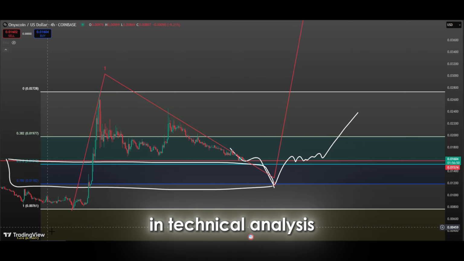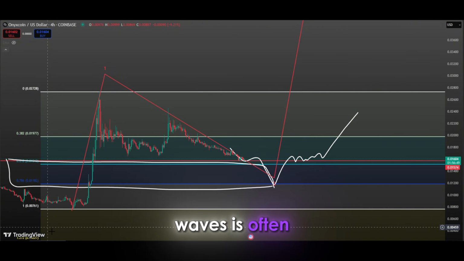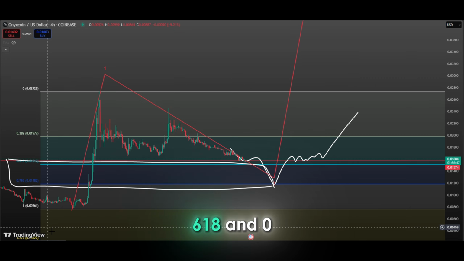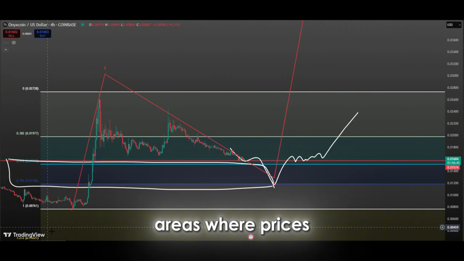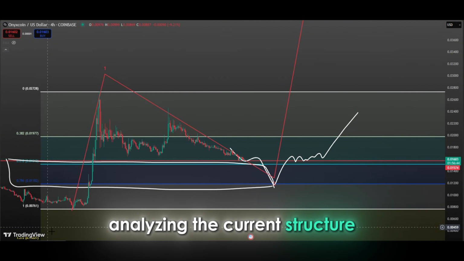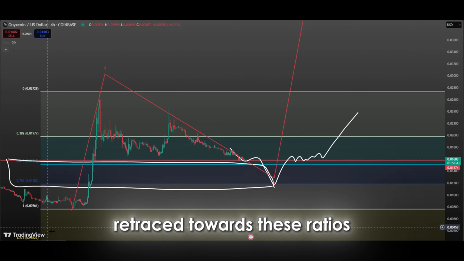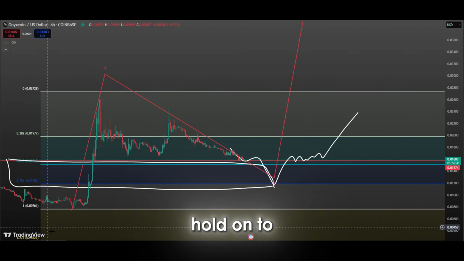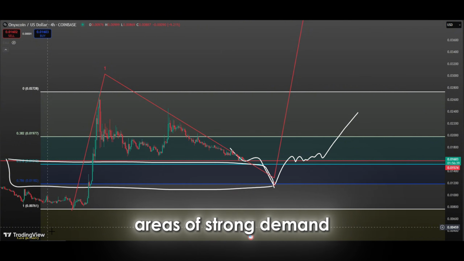In technical analysis, the depth of correction waves is often measured by Fibonacci ratios. In particular, the 0,618 and 0,786 levels are known as areas where prices often touch and react strongly when correcting. Analyzing the current structure, we can see that the price retraced towards these ratios during the second wave correction and tried to hold on to these areas.